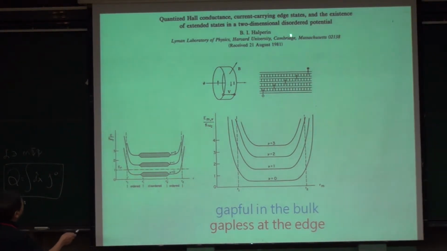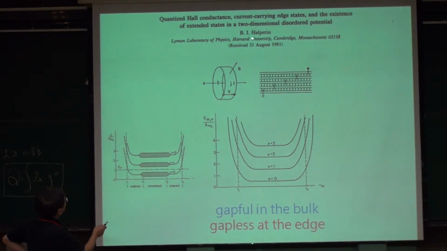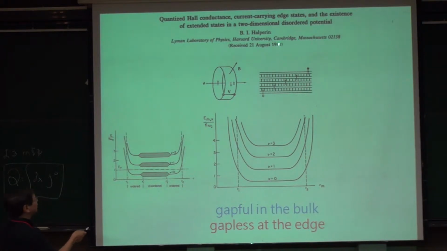So let me again quote an also very influential article by Halperin, in Physical Review B: Quantized Hall conductance, current-carrying edge states, and the existence of extended states in a two-dimensional disordered potential. Lastly, Halperin expounded further the significance of Laughlin's argument in this way.